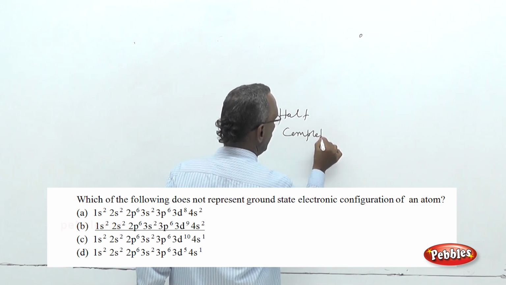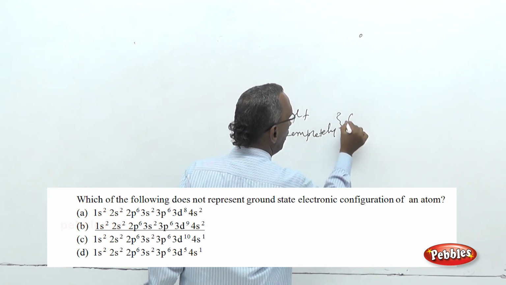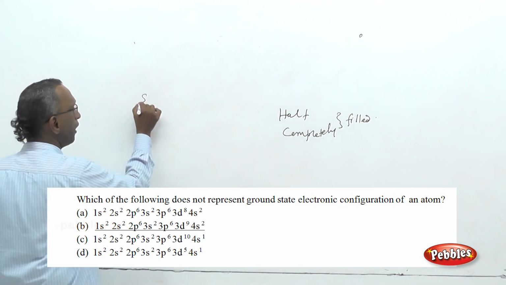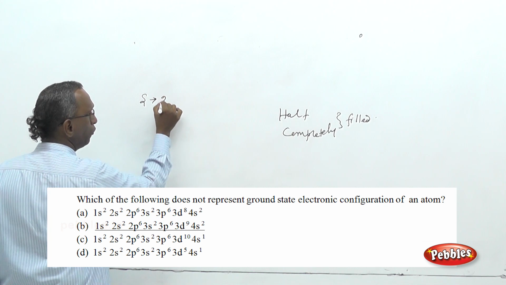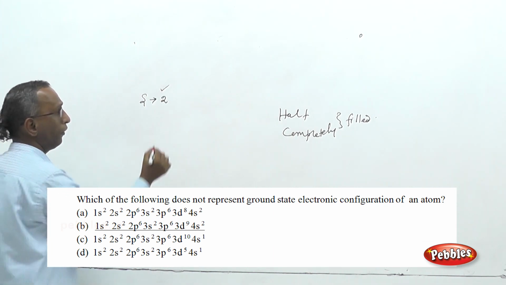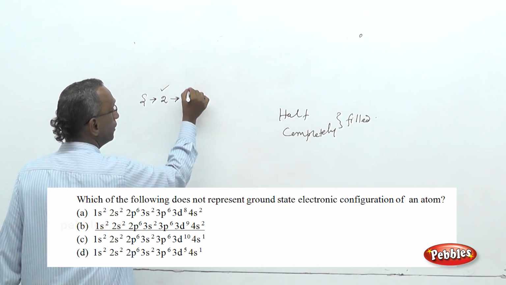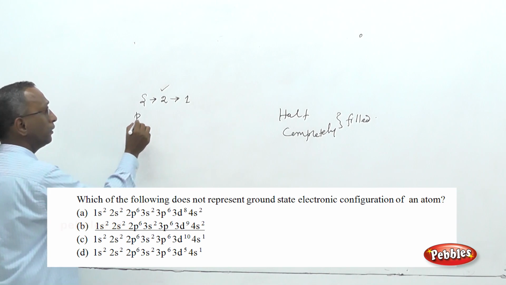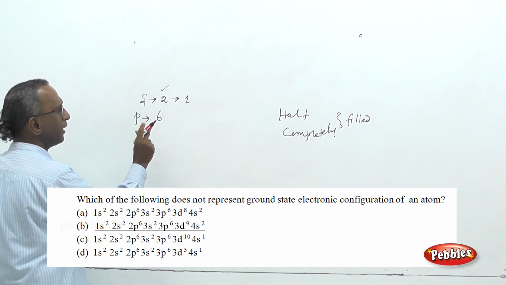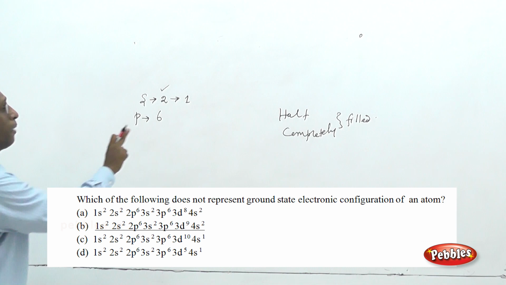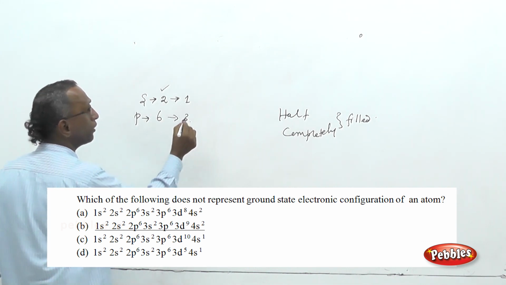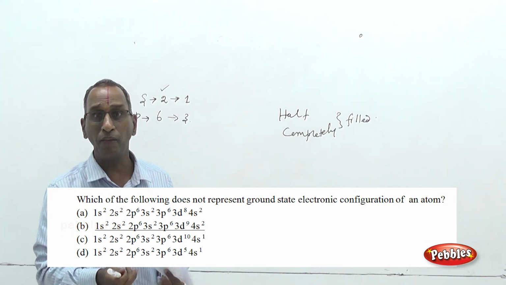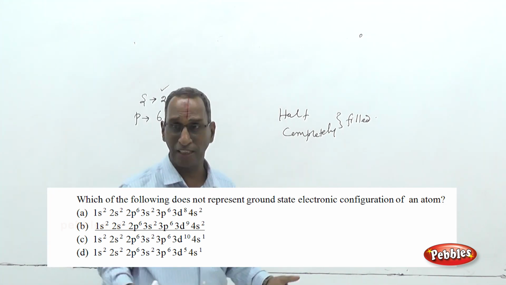In the electronic configuration, there are two terms: one is called half-filled configuration, another is called completely filled. For example, the s orbital capacity is 2 electrons. If 2 electrons are there, it is called completely filled. If it contains only 1 electron, it is called half-filled. Take the case of p orbital, there are 3 types of p orbital, 3 into 2, 6. So 6 electrons in p orbital means completely filled, and 3 electrons means half-filled. If the system contains half-filled or completely filled, that will be most stable.